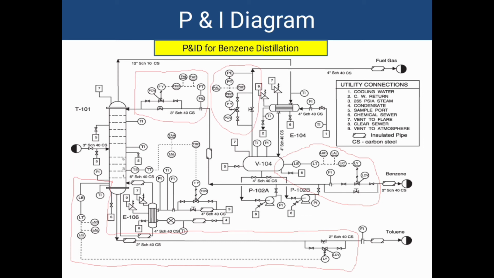Then the level indicator controller controls the level control valve. When the level is high, we can open the valve to reduce the level. When the level is low, we can close the valve to maintain the level in the distillation bottom. So this is one control loop, which controls the level in the distillation tower.